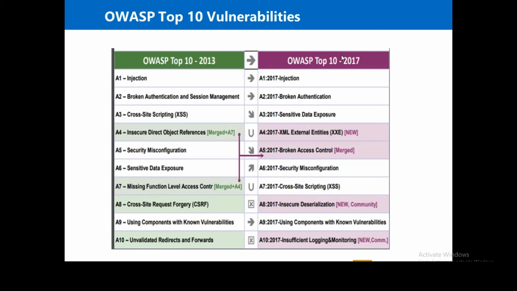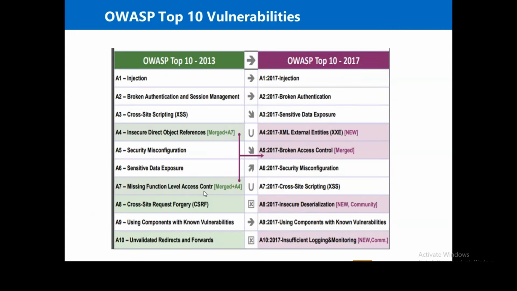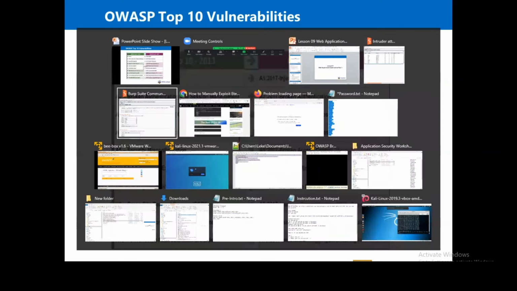I took screenshots displaying the OWASP top 10 in 2013 and the OWASP top 10 in 2017. We can see there are some vulnerabilities that are in both. We have injection vulnerability in both, and there are some vulnerabilities that were merged, like the insecure direct object reference and the missing function level access control. So, as I've said, many things have changed. To gain more insight on this OWASP methodology, you can go to OWASP.org.